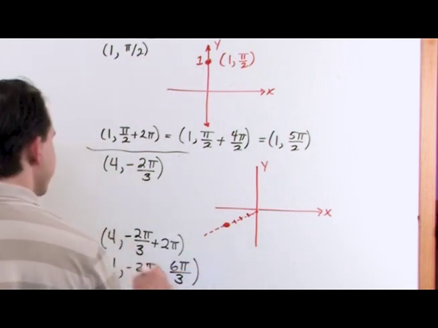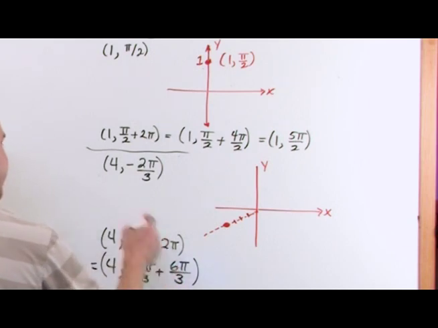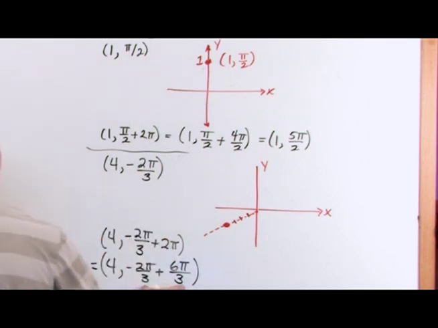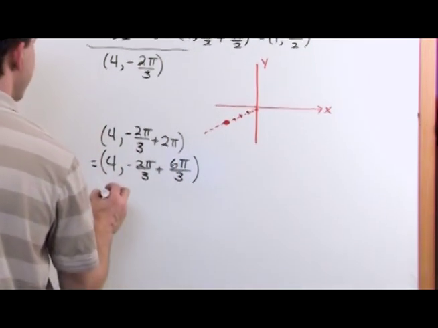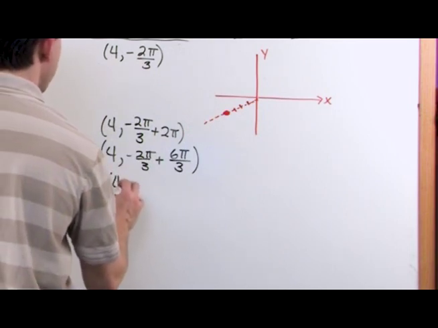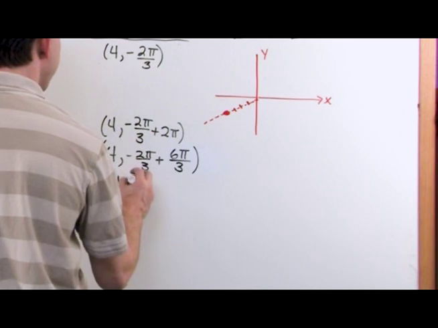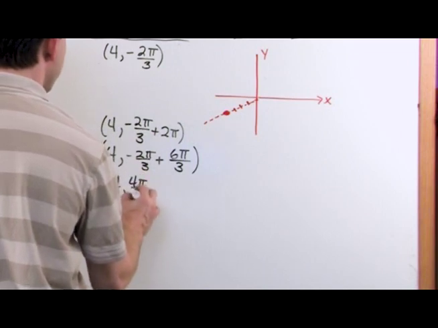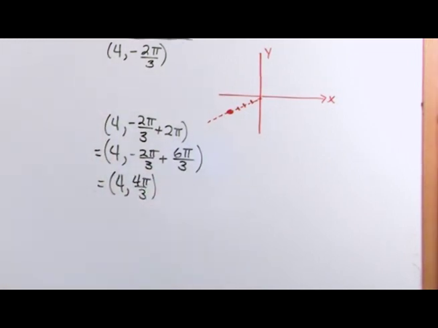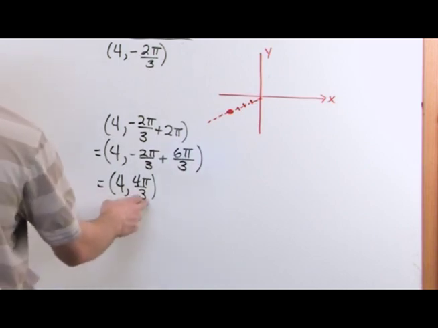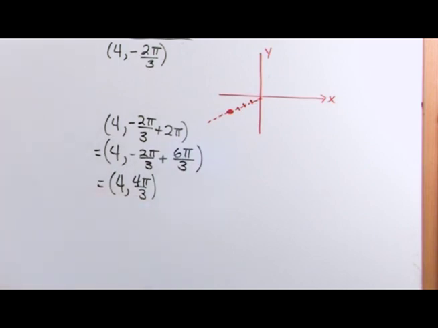So I write it with a 6 pi over 3, which if you do this division is equal to 2 pi. I just wrote it that way so I could have this common denominator. And so the final answer would be 4 comma negative 2 pi over 3 plus 6 pi, which is going to give you 4 pi over 3. And so the answer would be 4 comma 4 pi over 3, which is the equivalent form of this. So these are representing the same point.